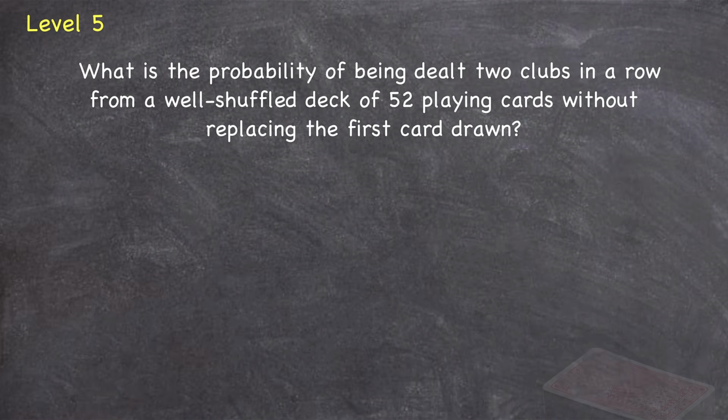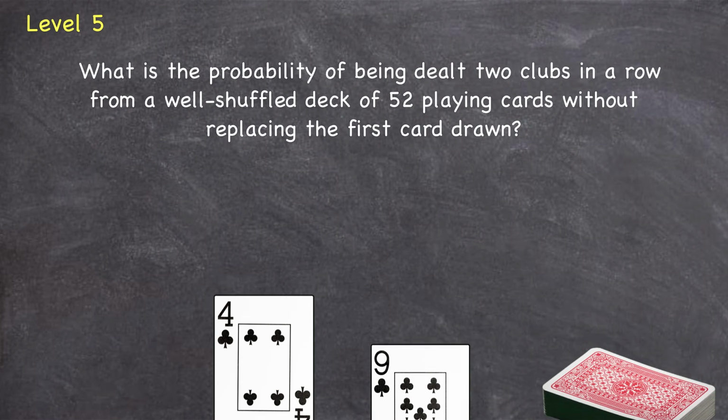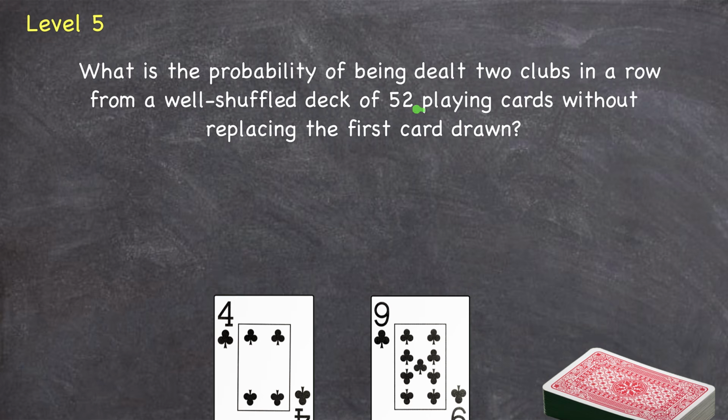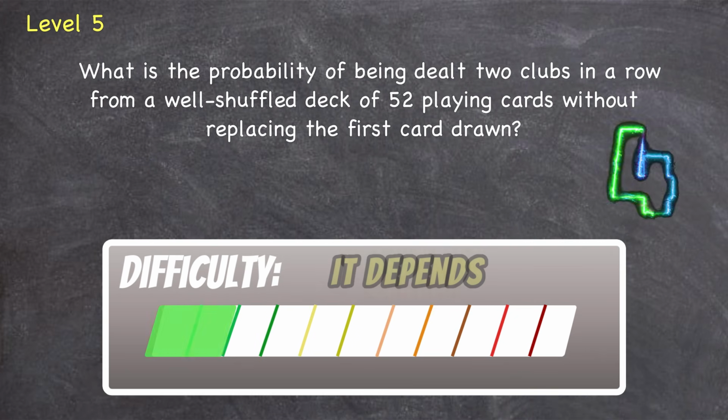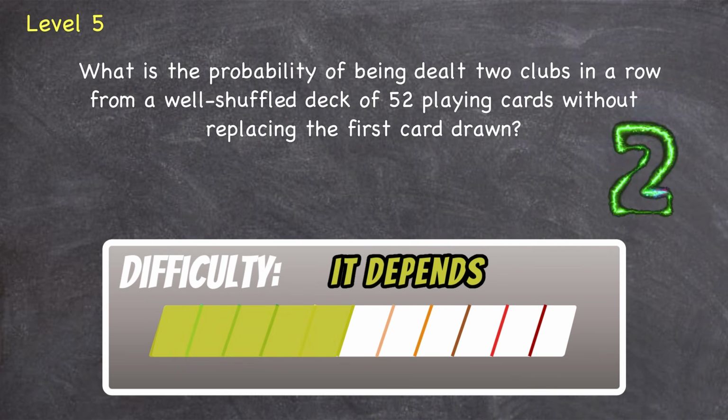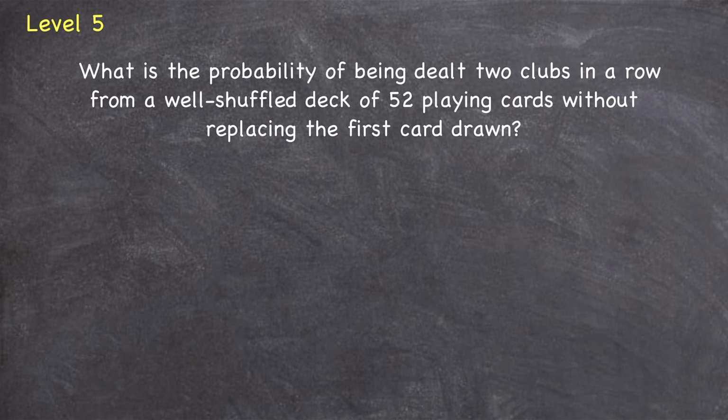Level 5. What is the probability of being dealt 2 clubs in a row from a well-shuffled deck of 52 cards without replacing the first card drawn? So for this question, we want to draw 2 clubs in a row, which means I want to find the probability that the first card I draw is a club and the second card I draw is a club.